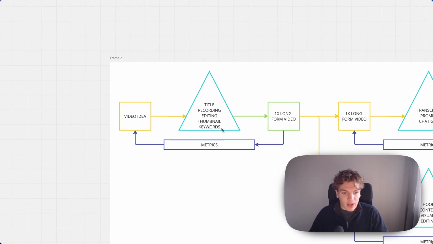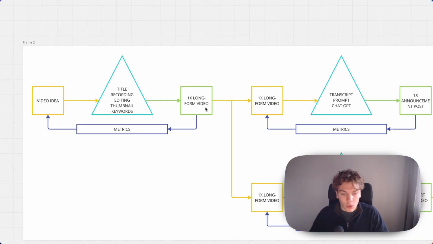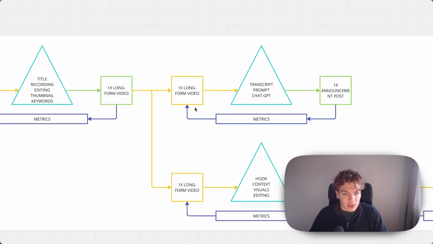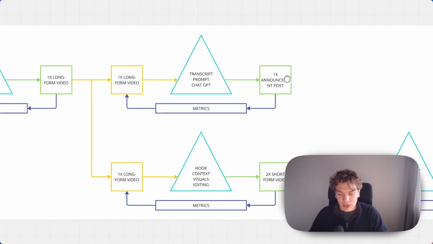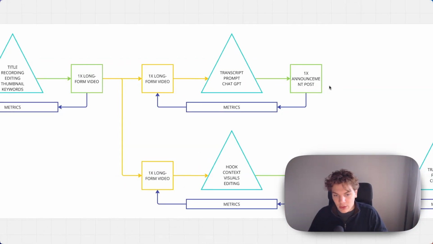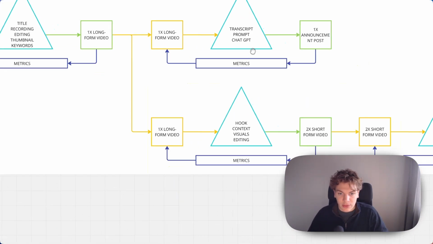And then we have the process here for turning this video idea into one long form video. And after that, we turn this long form video into an announcement post. An announcement post is essentially just a post on LinkedIn, Facebook, and community, which says here's the video I made, go check it out. That's an announcement post, right? And here in between we have the process for converting it into that output.